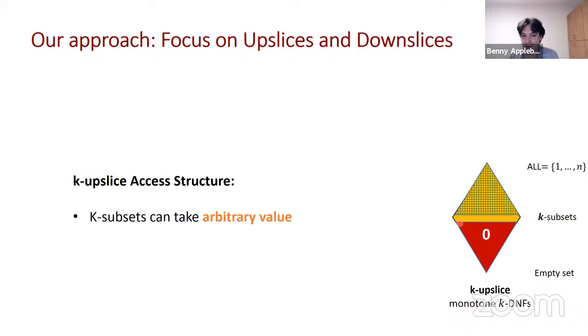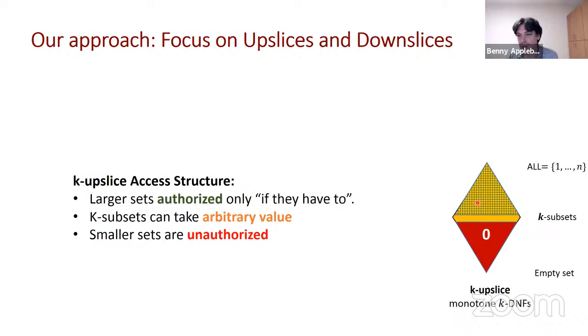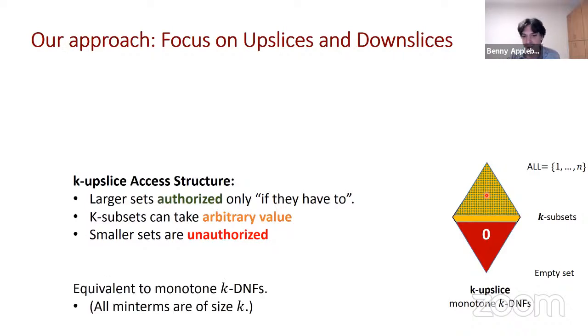On level K, I'm allowing sets to take arbitrary values. They can be authorized or unauthorized; you're allowed to specify exactly the structure here, with no constraints. Below, smaller sets are unauthorized. And larger sets are authorized only if they have to be. What do I mean by this? If I'm looking at a set here, I define that it is authorized only if it is a superset of an authorized set of size K. Otherwise, I say that the set is unauthorized. If you think about it a little bit, you'll see that this is equivalent to a monotone DNF, where all the minterms are of size exactly K.